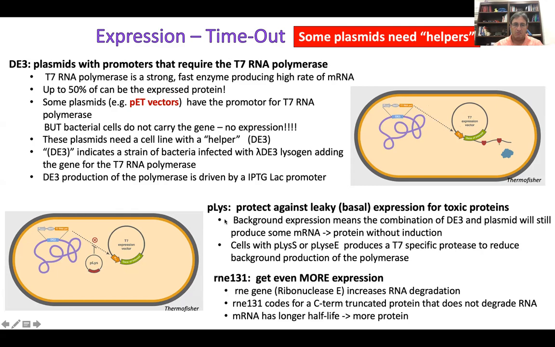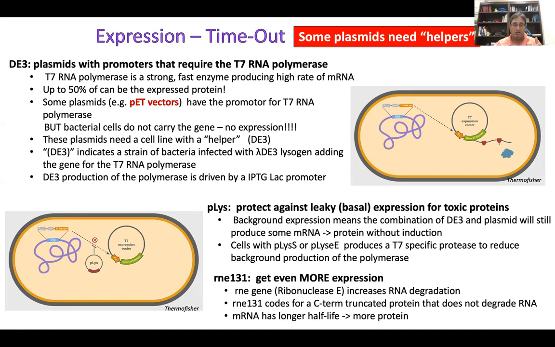And that's what the P-lyse system does. So what happens is the P-lyse system is an additional plasmid, besides the lambda DE3 lysogen that adds the DE3. There's another plasmid in these cells, before you add your plasmid, that expresses a lyse S or a lyse E. These are T7 specific proteases.